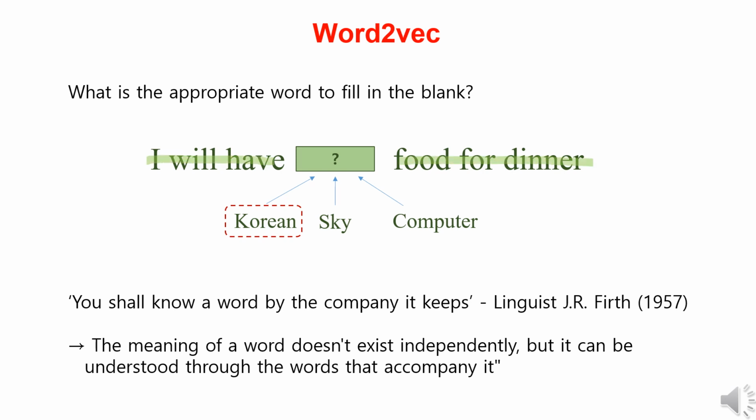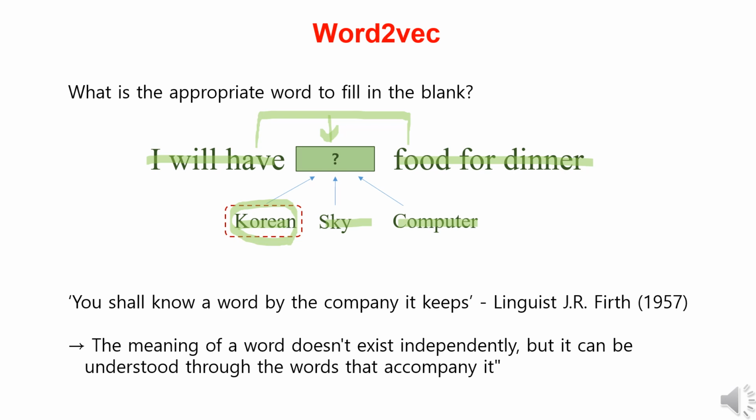If we want to insert a word between have and food, which word among Korean, sky, and computer would be the most appropriate? Certainly, the word Korean seems to be the most fitting. The reason is that when we examine the context around the blank space, we see the word have, which implies eating, and the word food, indicating something edible. Therefore, we might think of a word related to food, and Korean fits the context.